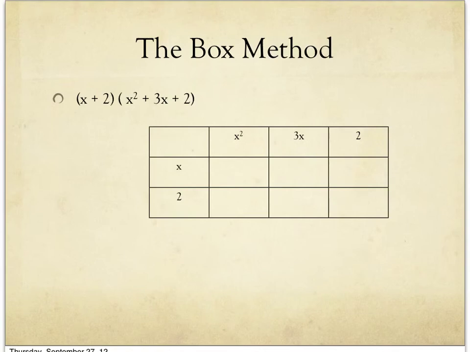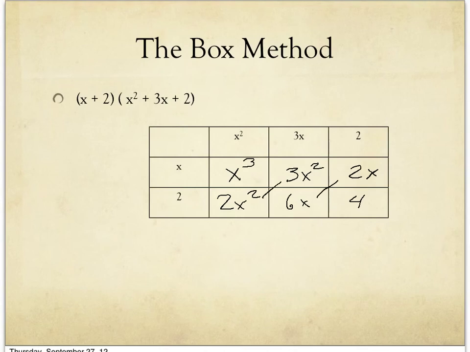Let's try this with a larger polynomial. Here we have x plus 2. So my terms down the left will be x and 2. And for x squared plus 3x plus 2, my terms will be x squared, 3x, and 2. When I multiply this, I get x cubed, 3x squared, 2x, 2x squared, 6x, and 4.